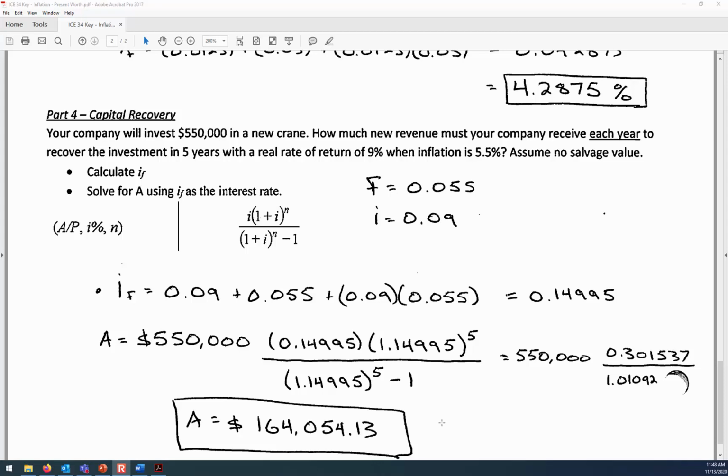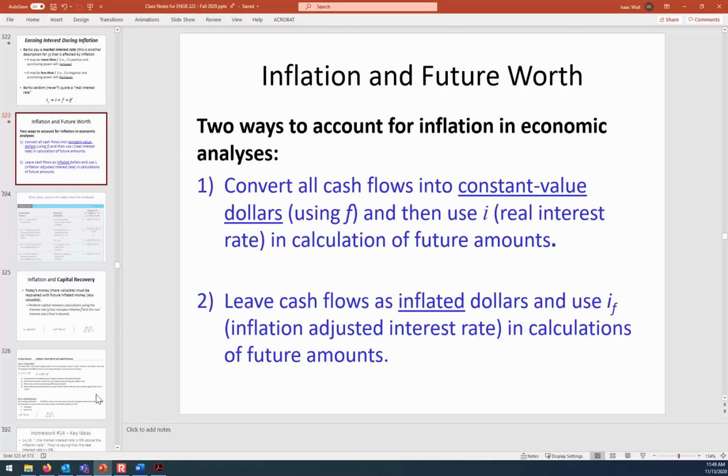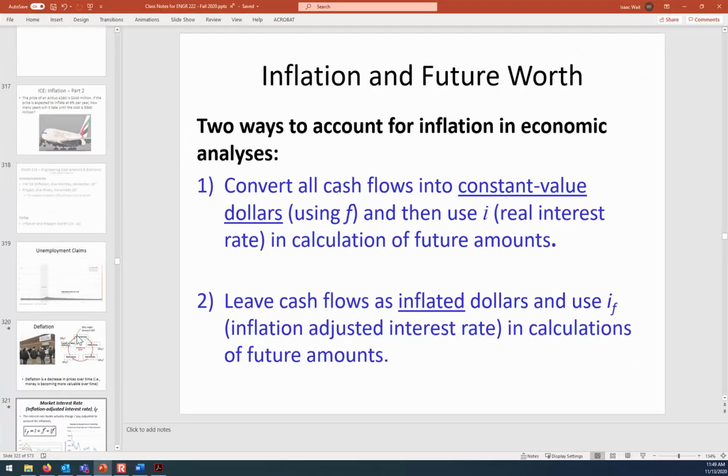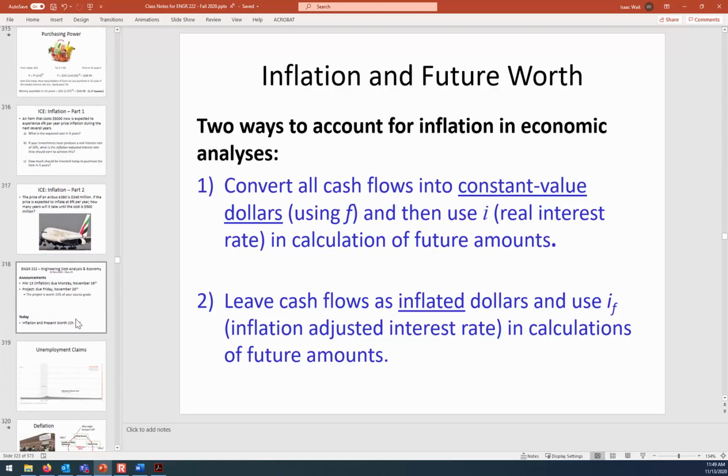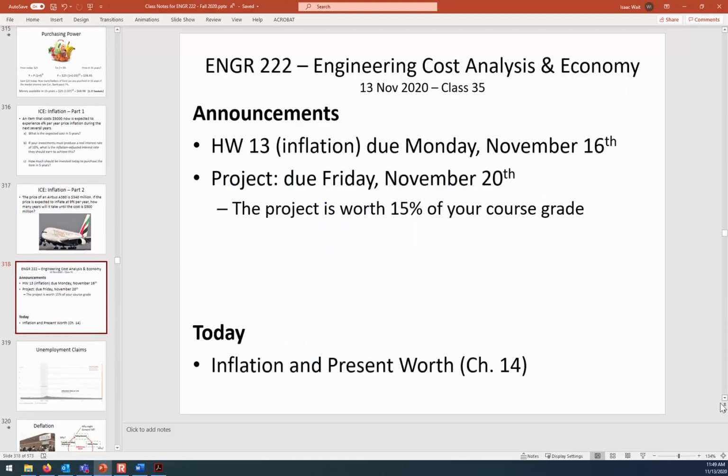Well, okay, if there are none, and because we're almost out of time here anyhow, let's just look one last time at the announcements. Schedule-wise, where things are going, you have homework 13 due at 11 o'clock on Monday, and then the project is due at 11 o'clock on Friday.